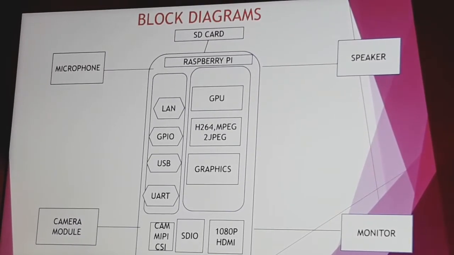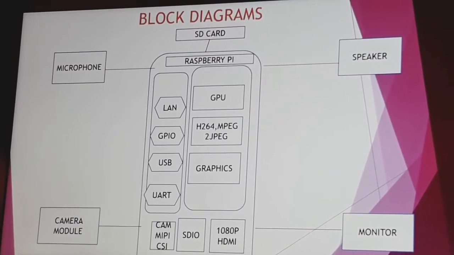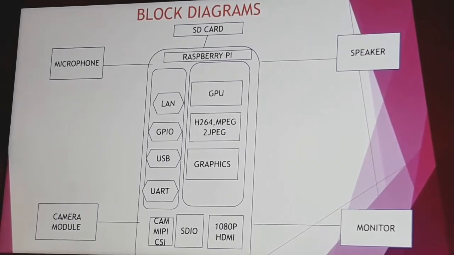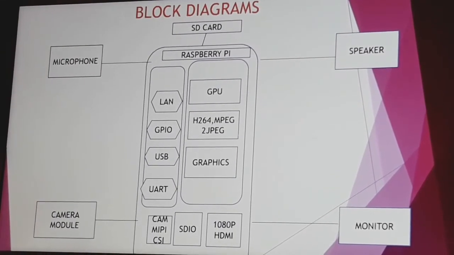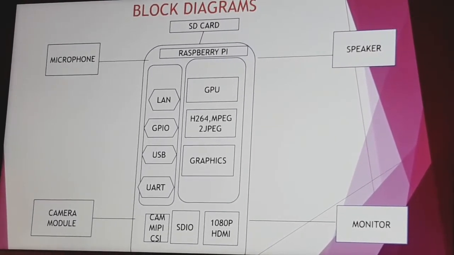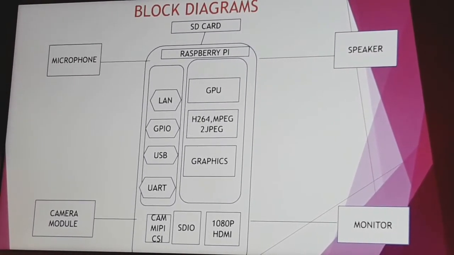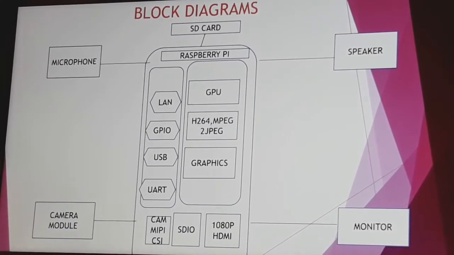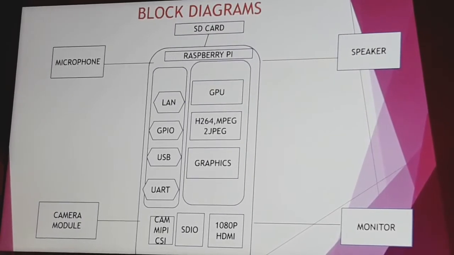What do you mean by GPIO? GPIO is general purpose input output. It is a generic pin on an integrated circuit whose behavior, including whether it is an input or output pin, can be controlled by the user at runtime. GPIO pins have no special purpose defined.